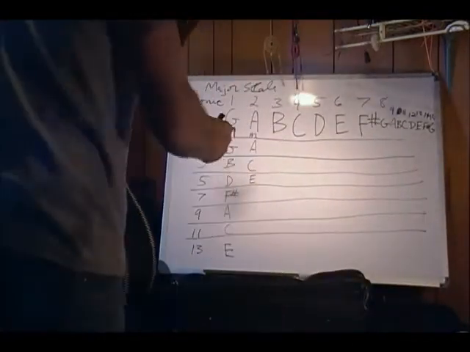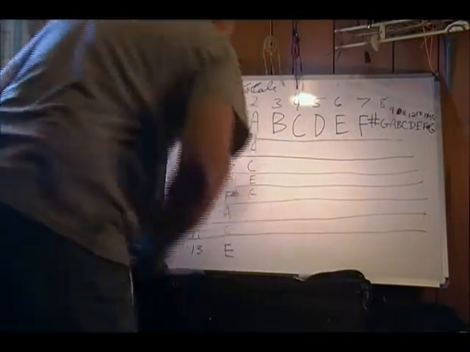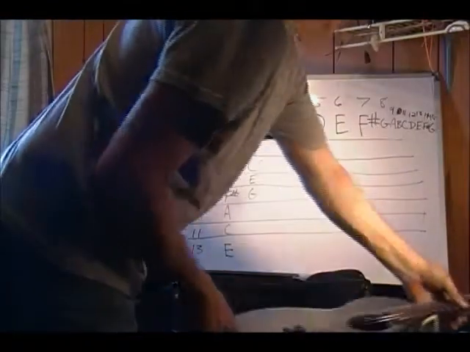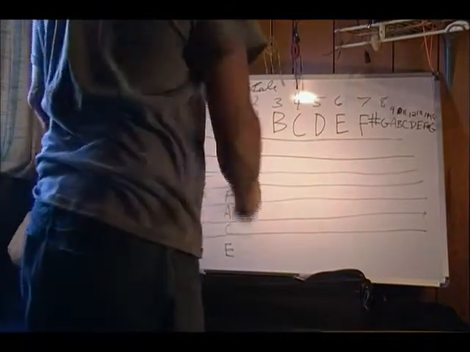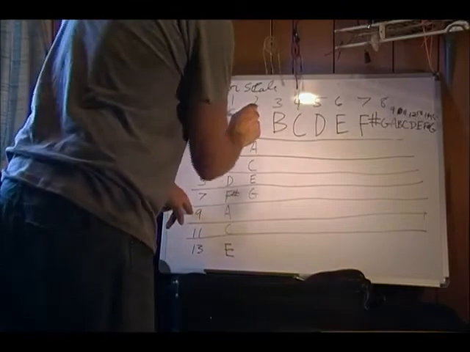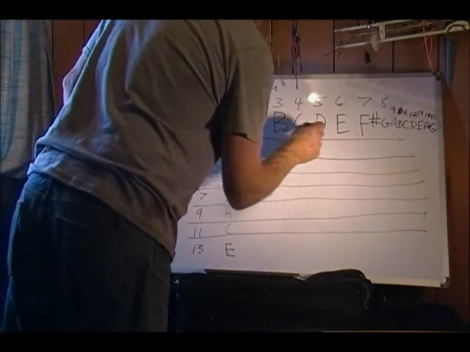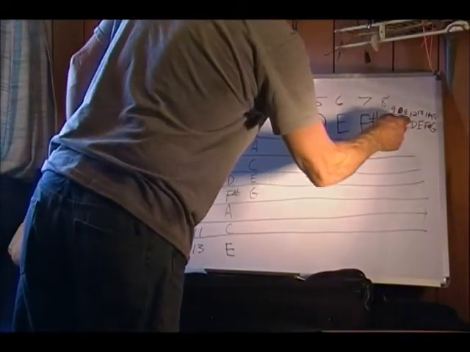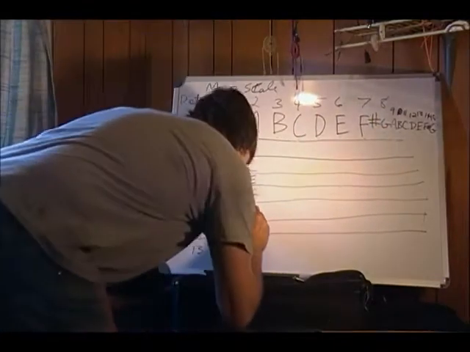So A minor 7 has the note G. Okay? A minor 9. What note would that be? 1, 2, 3, 4, 5, 6, 7, 8, 9. A B.